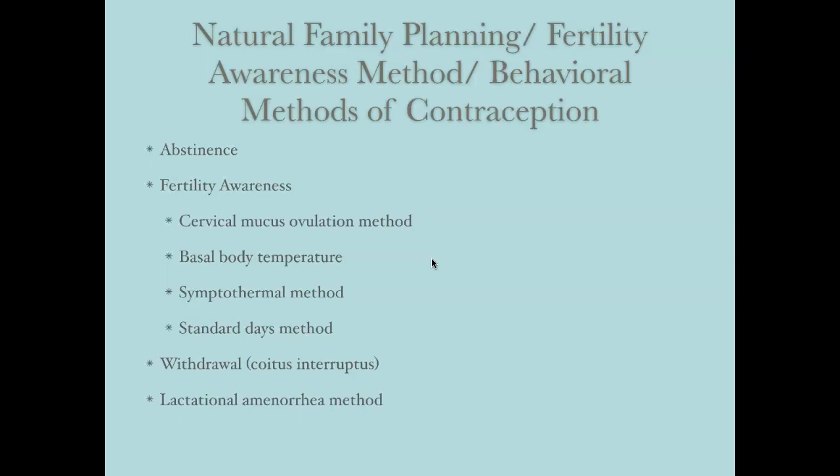Symptothermal method is really a combination of these methods. It's looking at just the menstrual cycle in itself. How long is their menstrual cycle? We know if their menstrual cycle is longer, the days in which they're fertile is going to be different than if it's a normal 28-day cycle, whereas a menstrual cycle that's less, their ovulation is going to occur before that 14 days. And so those are things we have to take into account.